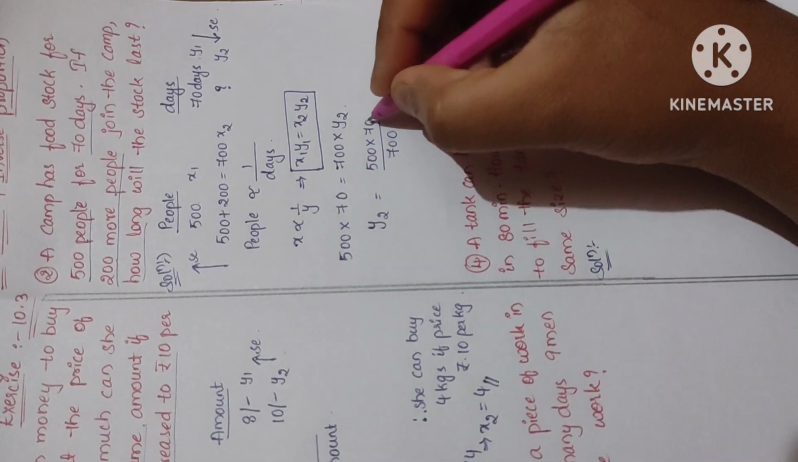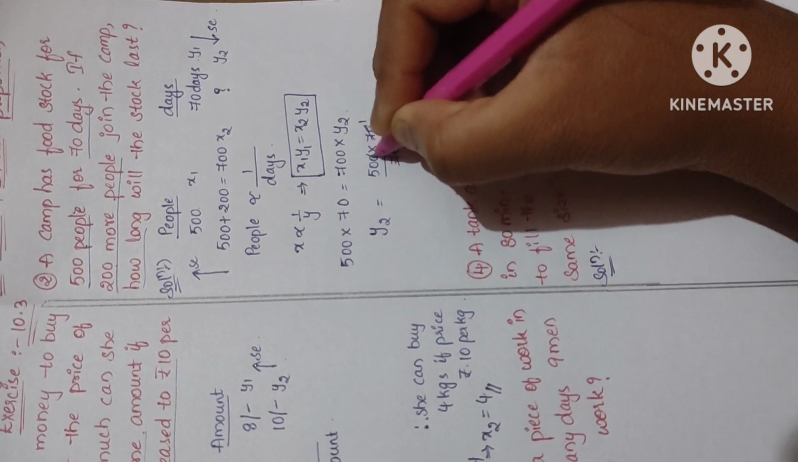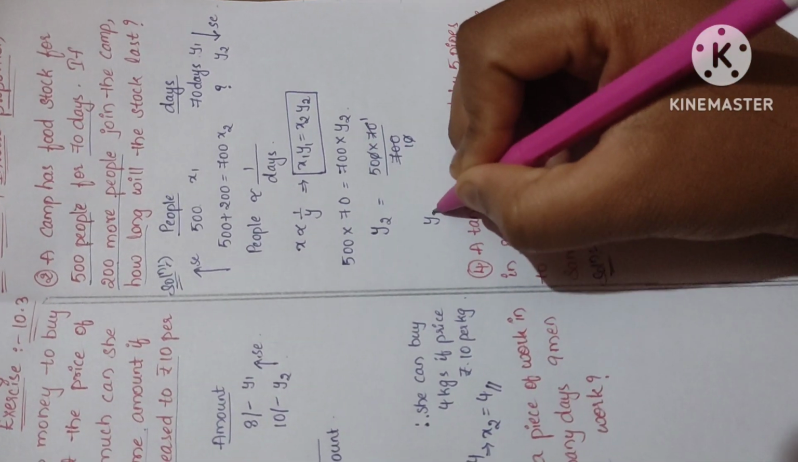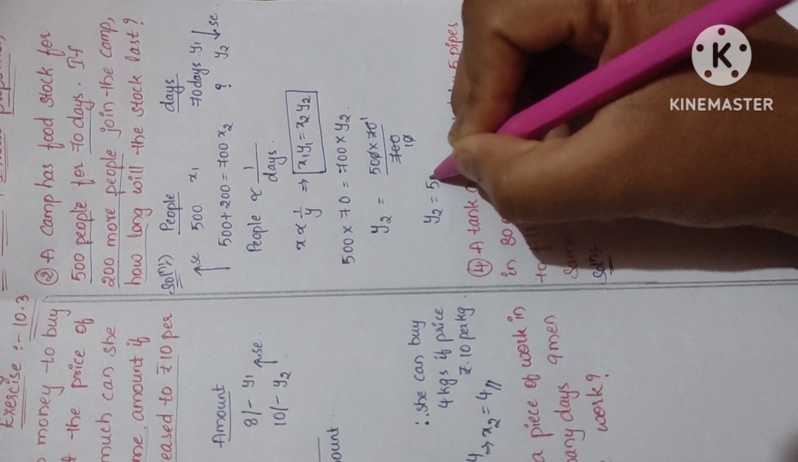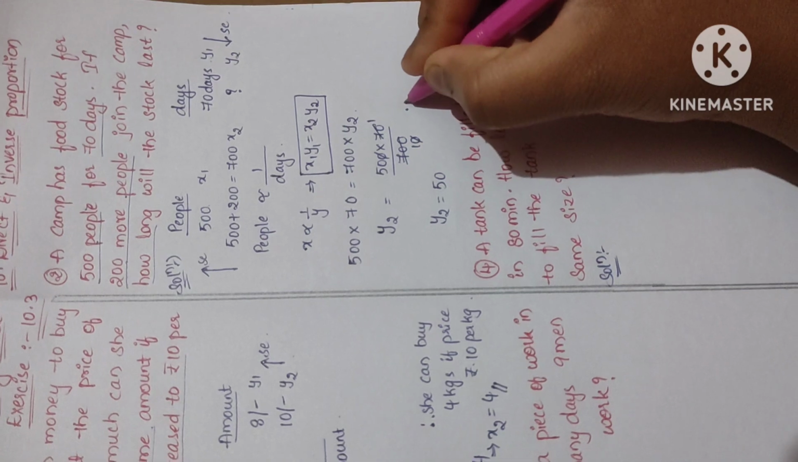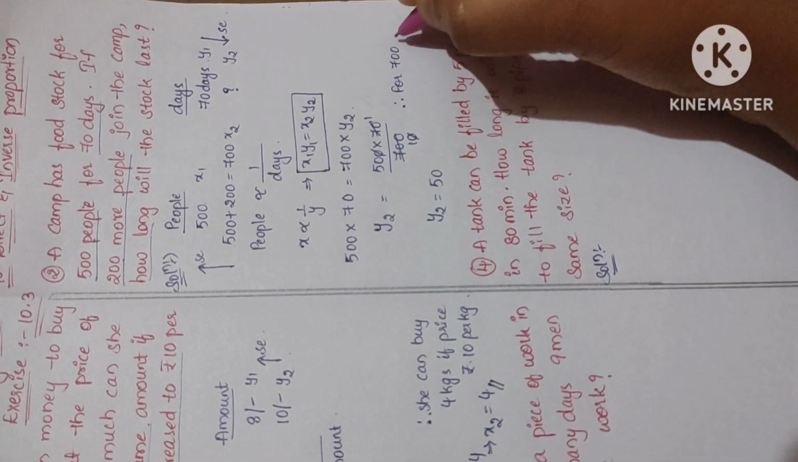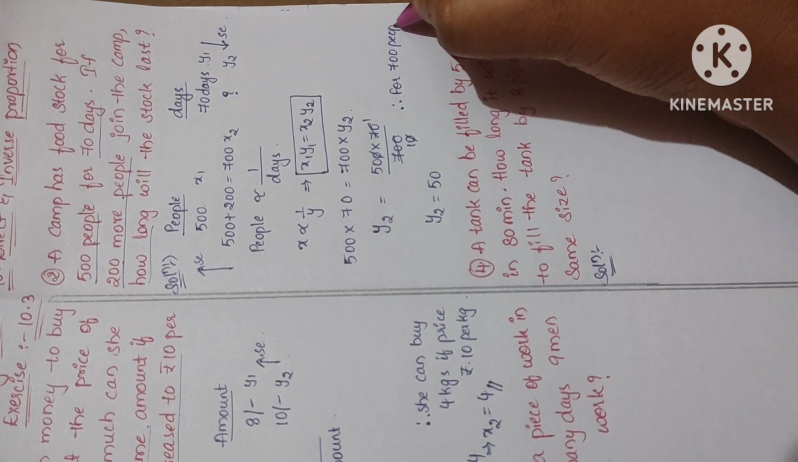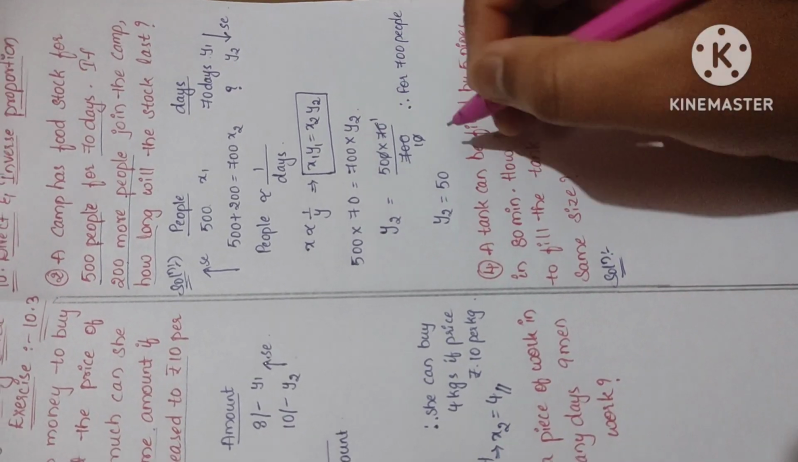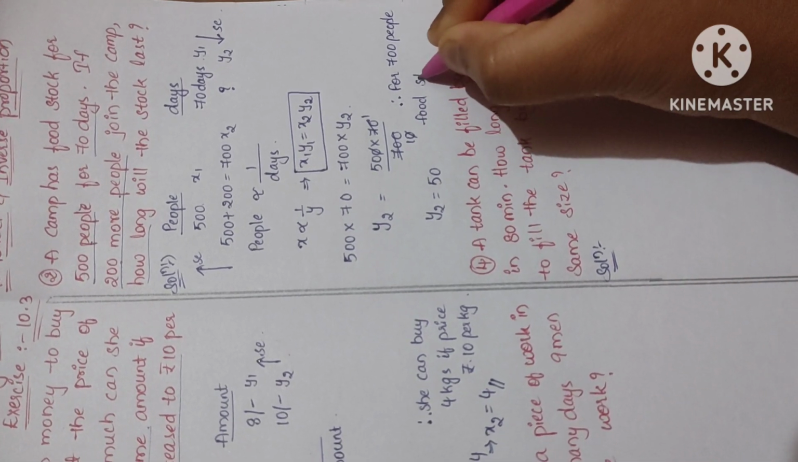If you see, 70 ones are 70, 70 tens are 700. The 0 0 can be cancelled in both numerator and denominator. So what are the remaining terms? y2 equal to just 50. That means y2 is what? 50 days. We can write the final statement as: therefore, for 700 people, the food stock will last for 50 days. This is our solution.